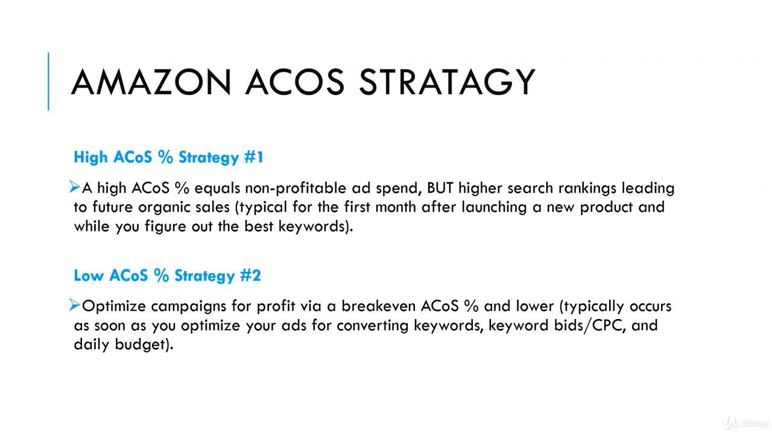My number two strategy is a low ACOS. This is once you start optimizing campaigns for profit via that break-even ACOS, or lower. Remember, the lower the ACOS, the better. You're driving more sales at a lower ad spend. This typically occurs as soon as you optimize your ads for those converting keywords, for the most optimized cost per click, and an optimized daily budget.